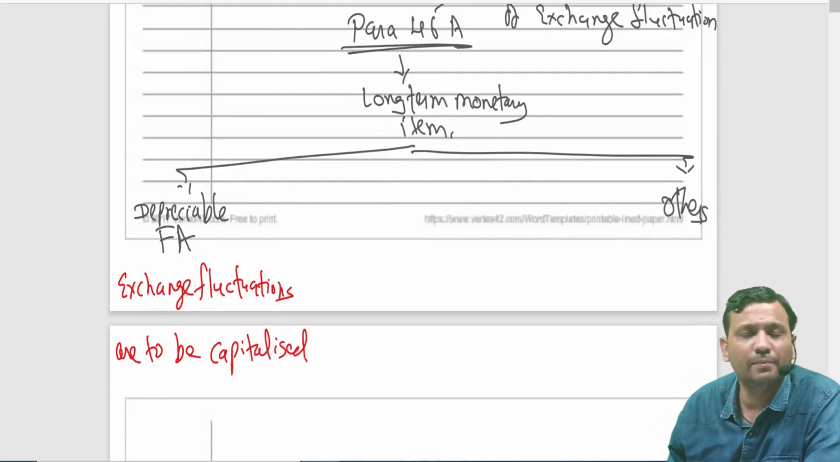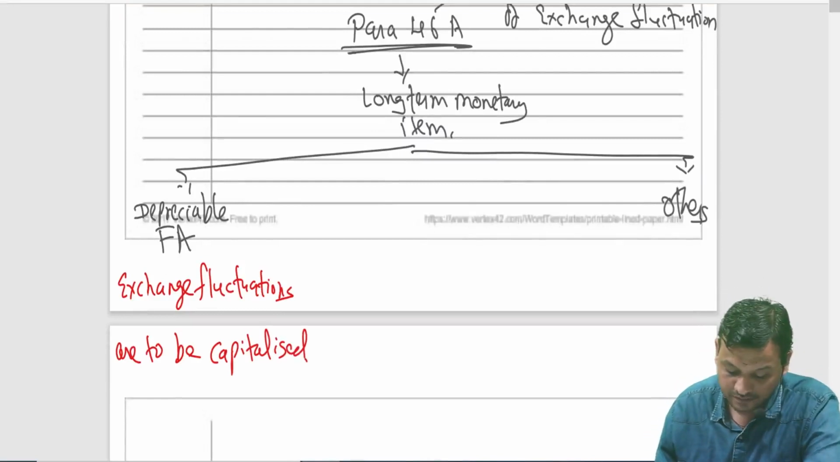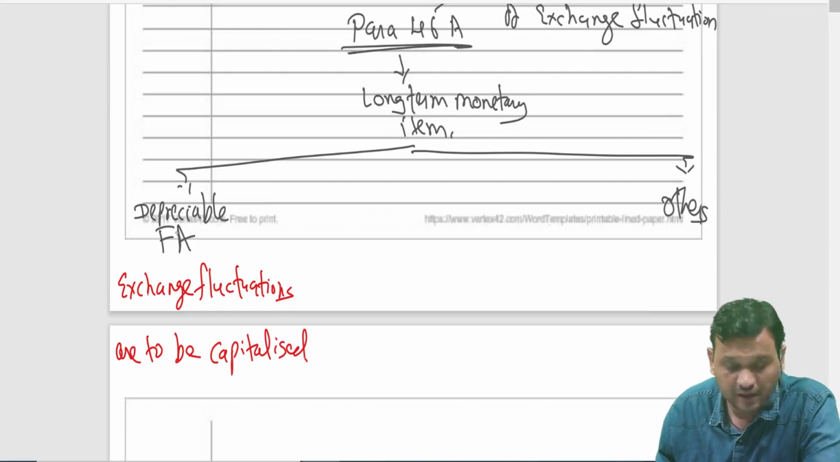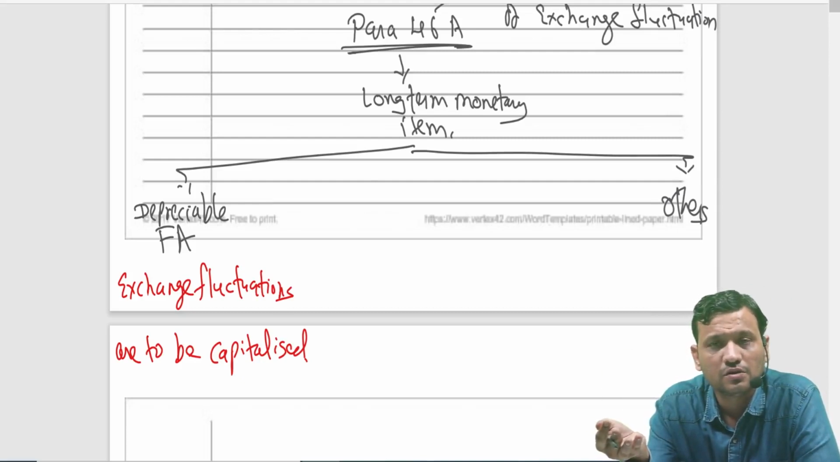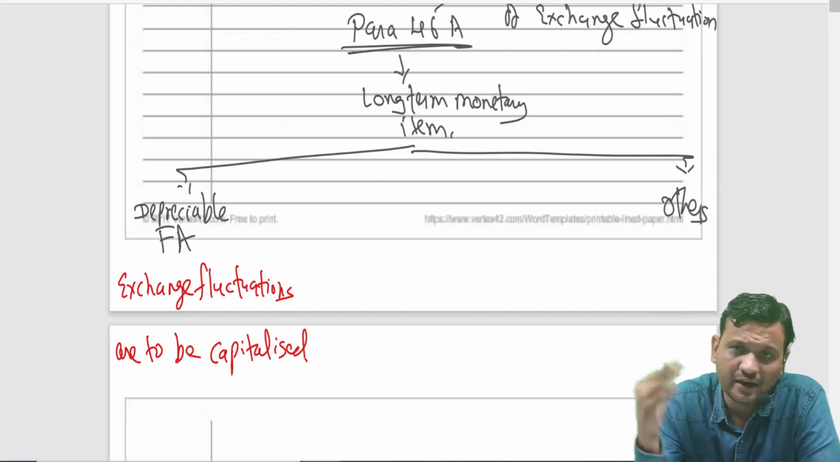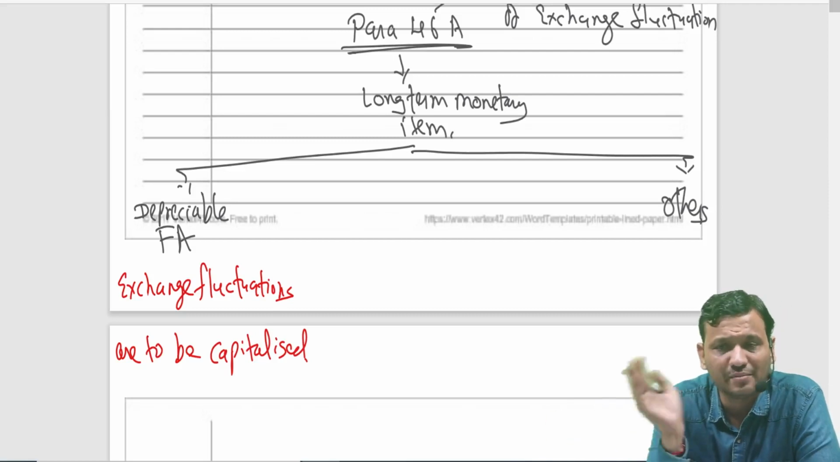We are required to capitalize exchange fluctuations if it is in relation to a depreciable fixed asset. So whatever is the exchange fluctuation, it will not go to the profit or loss account, debit or credit as the case may be. If it is a gain, it's credited to P&L. If it is a loss, it is debited to P&L.